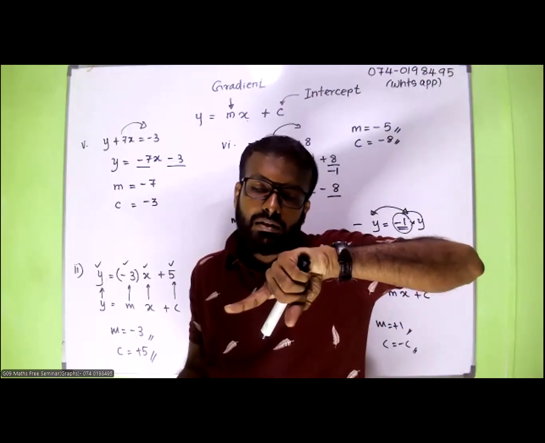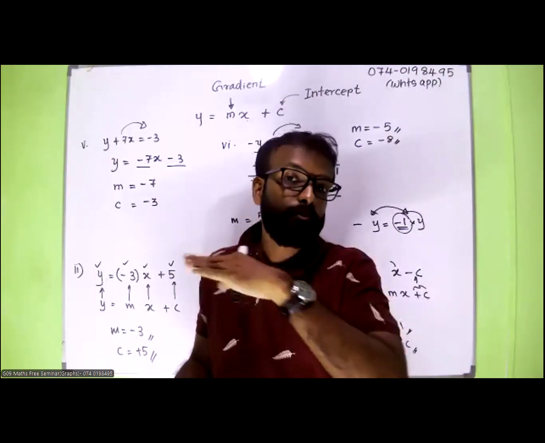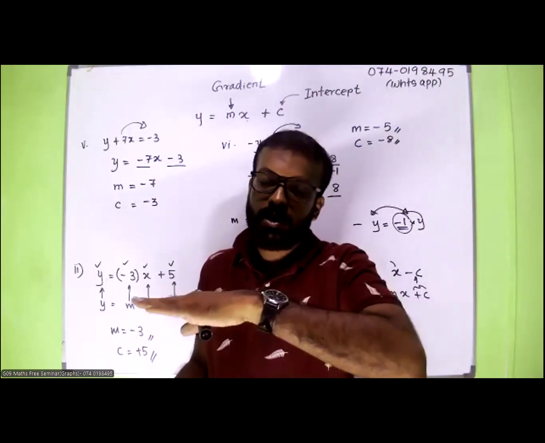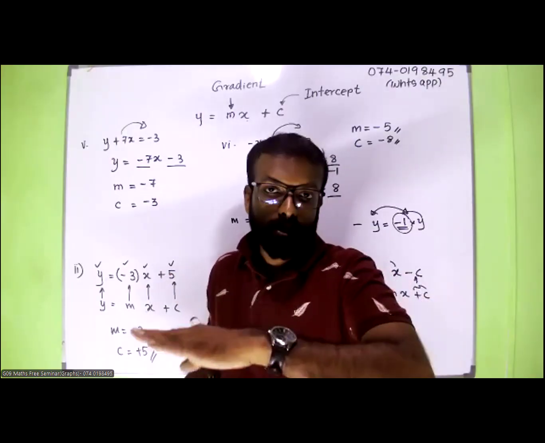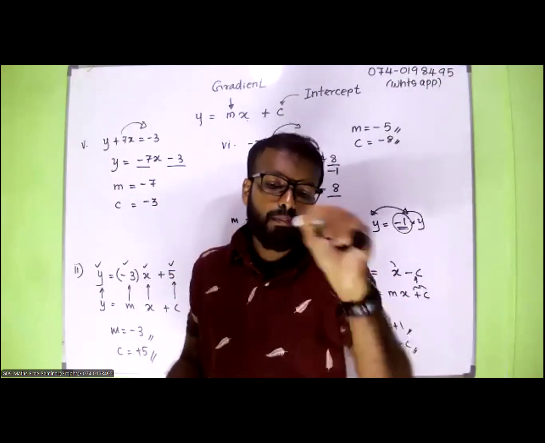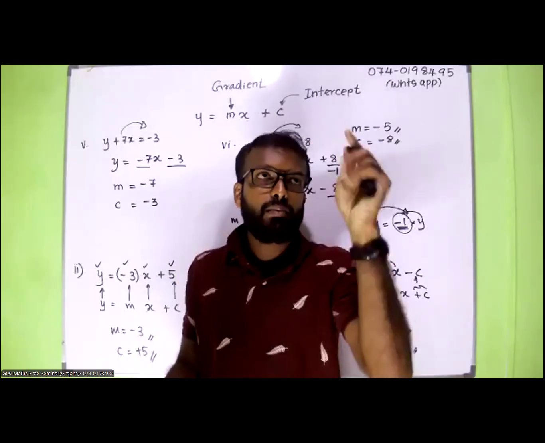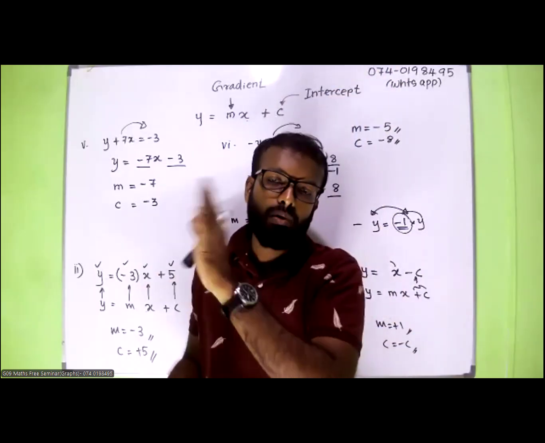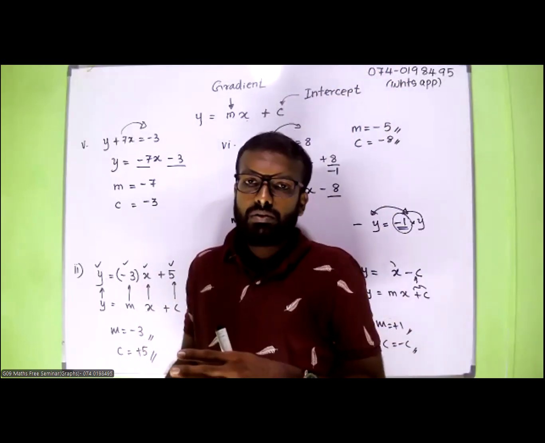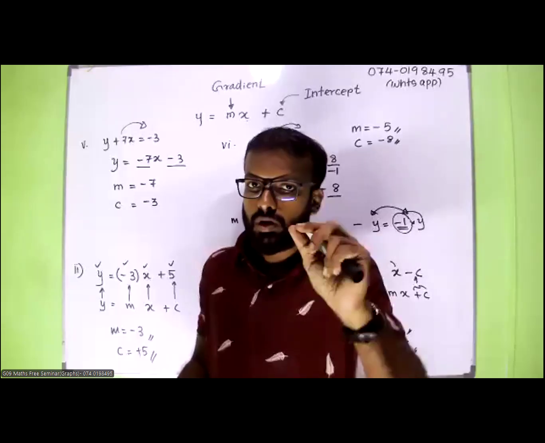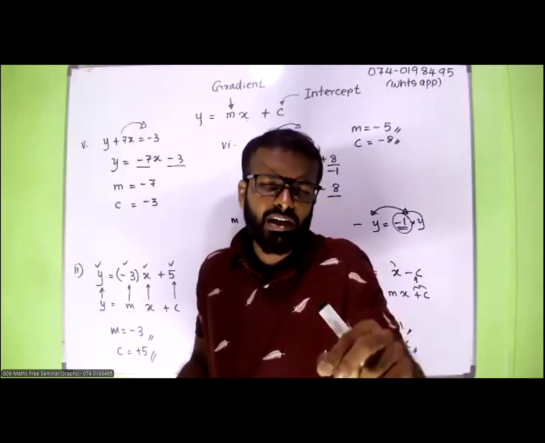The angle which the line creates with the positive direction of the x-axis is the same, each and every time the same angle. So m is constant. So now you have a 50% idea of what I am telling.